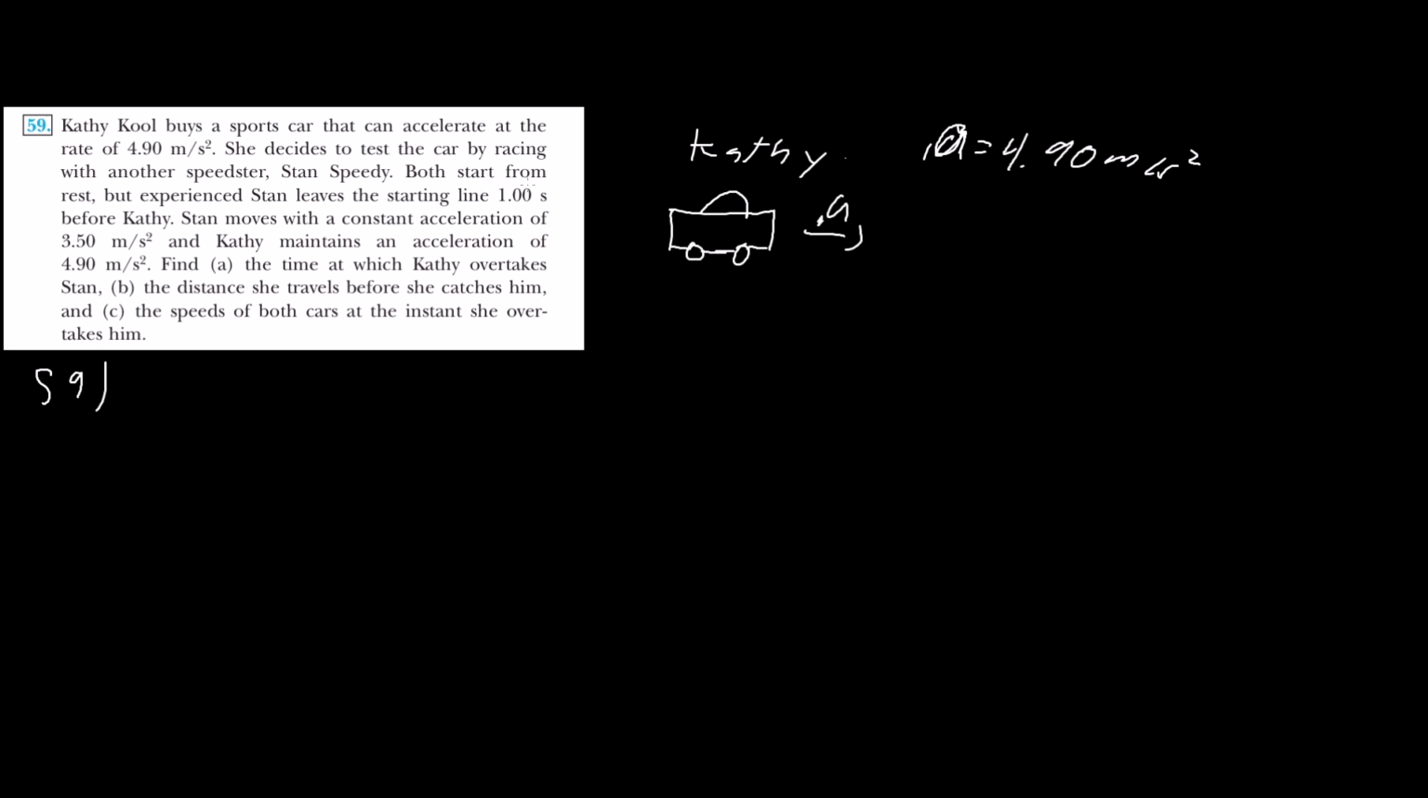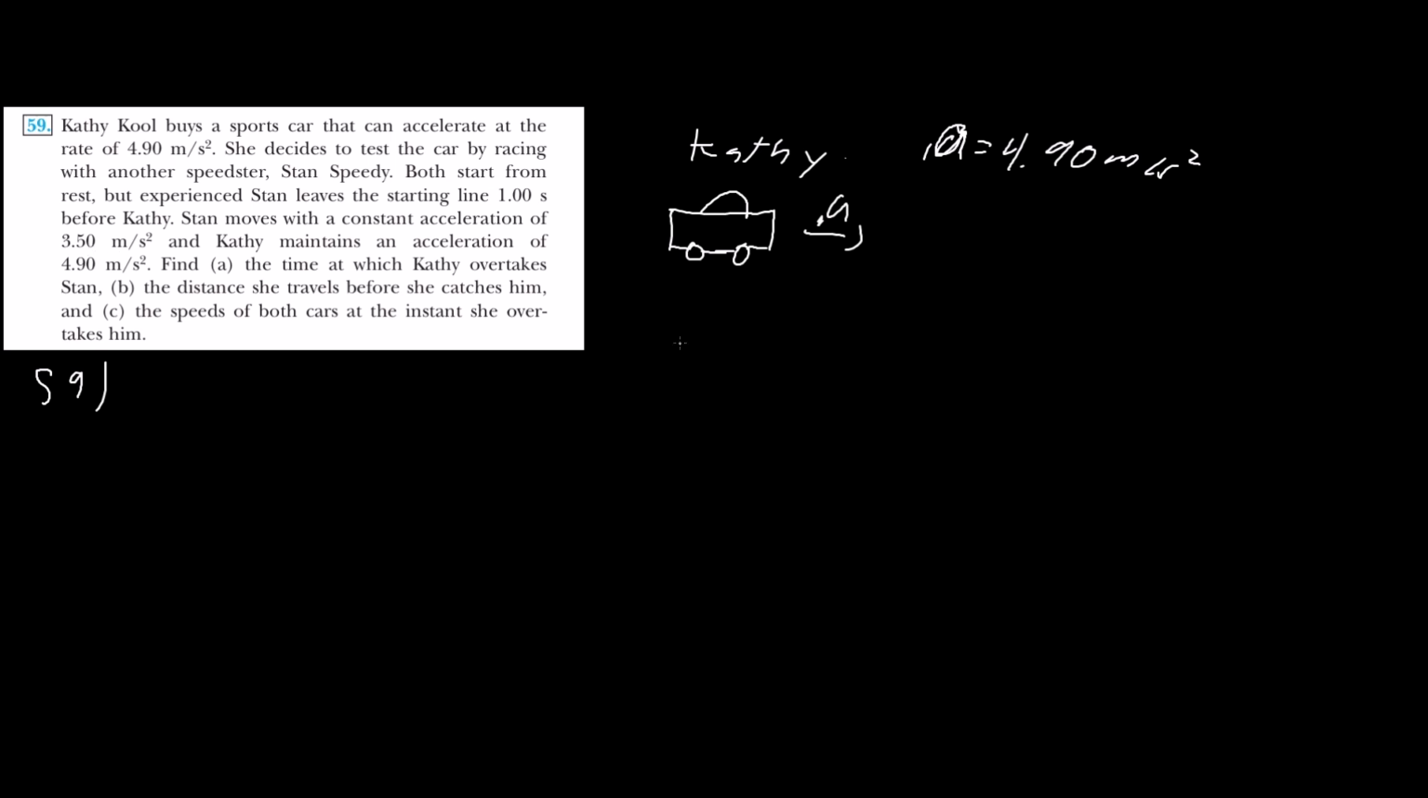And she decides to test the car by racing with another driver, Stan Speedy. Oh my God, the names. Both start from rest, but experienced Stan leaves the starting line 1 second before Kathy. The wording is all screwed up here, but this should be before that sentence. But okay, so Kathy has acceleration of this rate, and Stan has the acceleration of that rate.